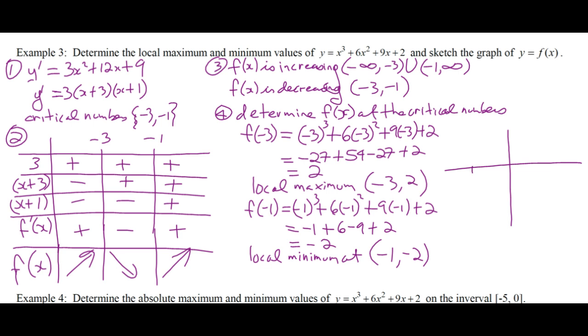So we got critical numbers, -3, -1. When x is 0, what's y? Right, because that's easy. It's 2, right? That's easy to figure out, right? So we've got this guy here at 2. Okay, we got a point here at -3, 2. And we've got a point here at -1, -2.